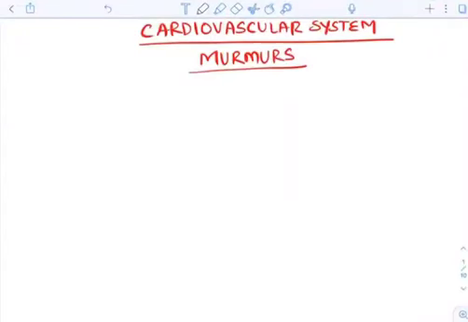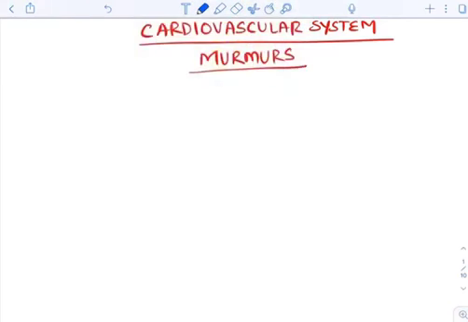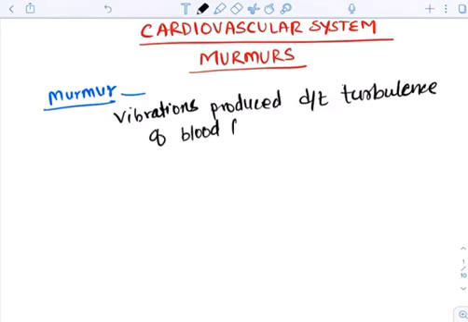Hello friends, in this video we will be revising about murmur. So what is a murmur? A murmur is basically vibrations which are produced due to the turbulence of the blood flow across the structures in the heart.